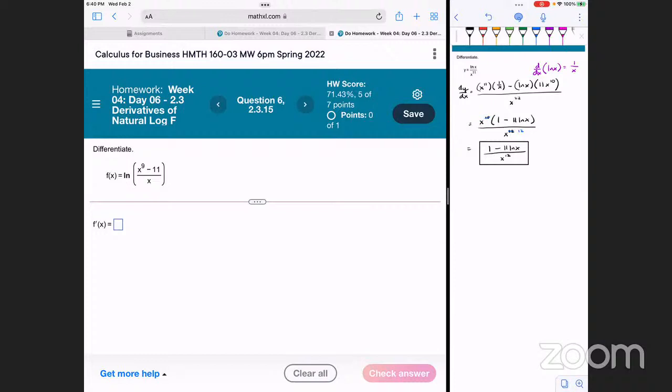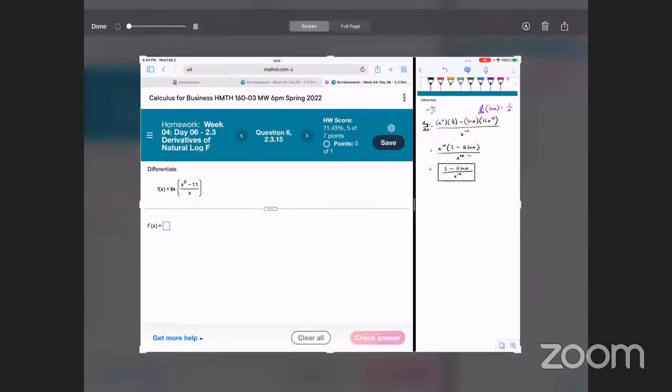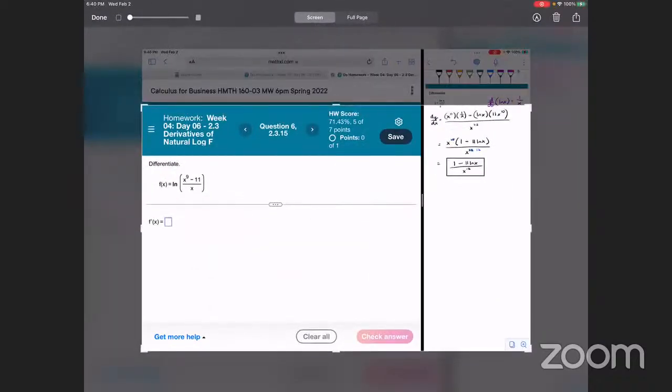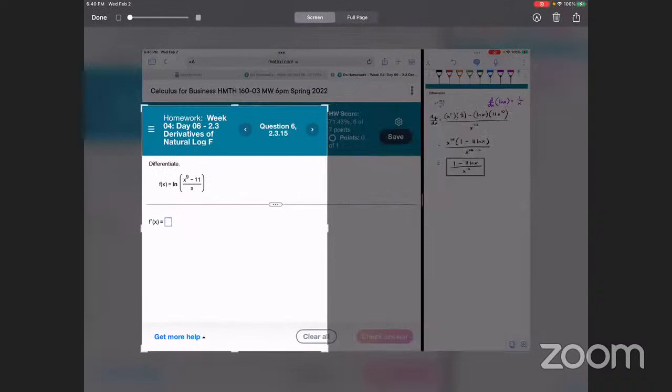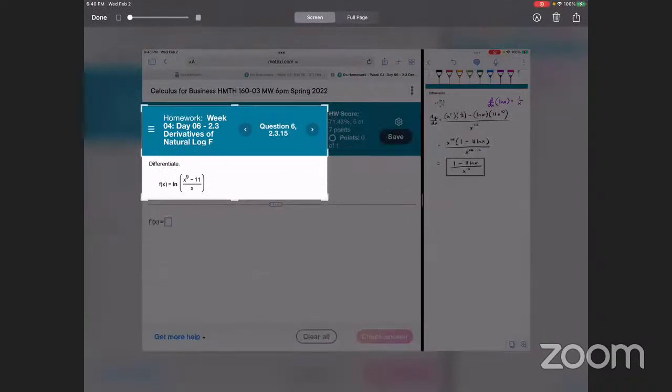Let's do this one. Okay, I think we got through just about all of these guys, nearly. I think there's at least one more.